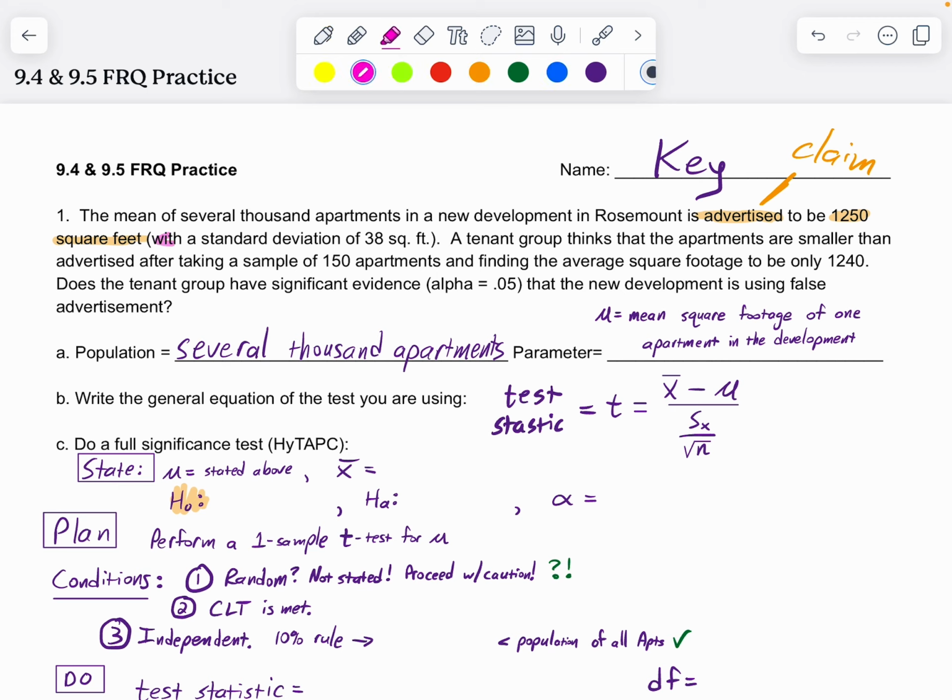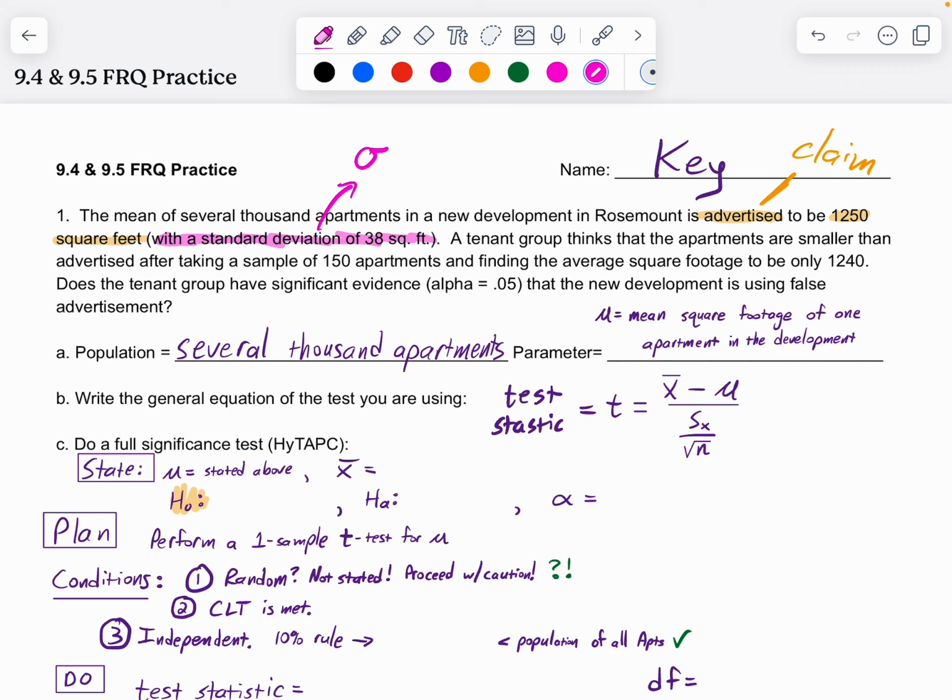Interesting. Okay, so this is actually sigma. They're talking globally about all the apartments. So they actually have the data for every apartment they've built. And they're claiming that it has that standard deviation.